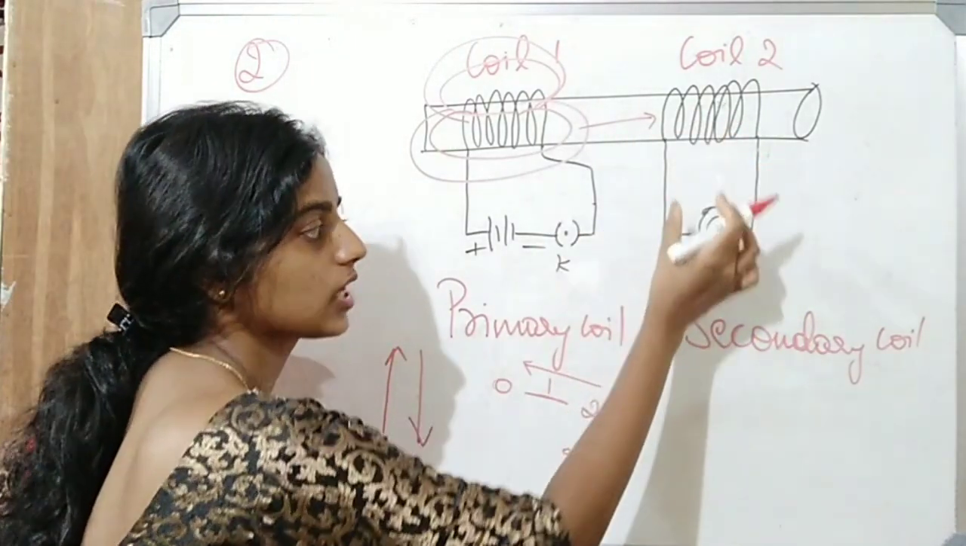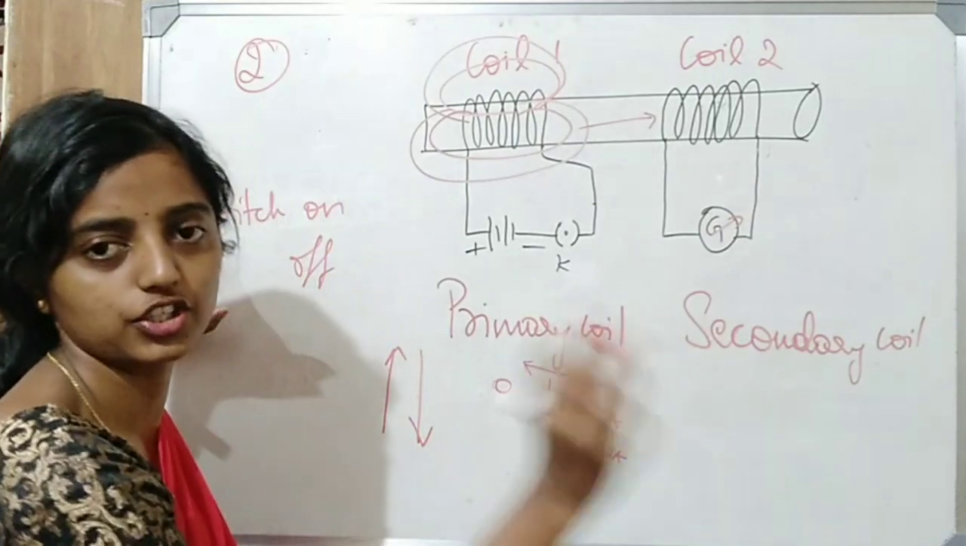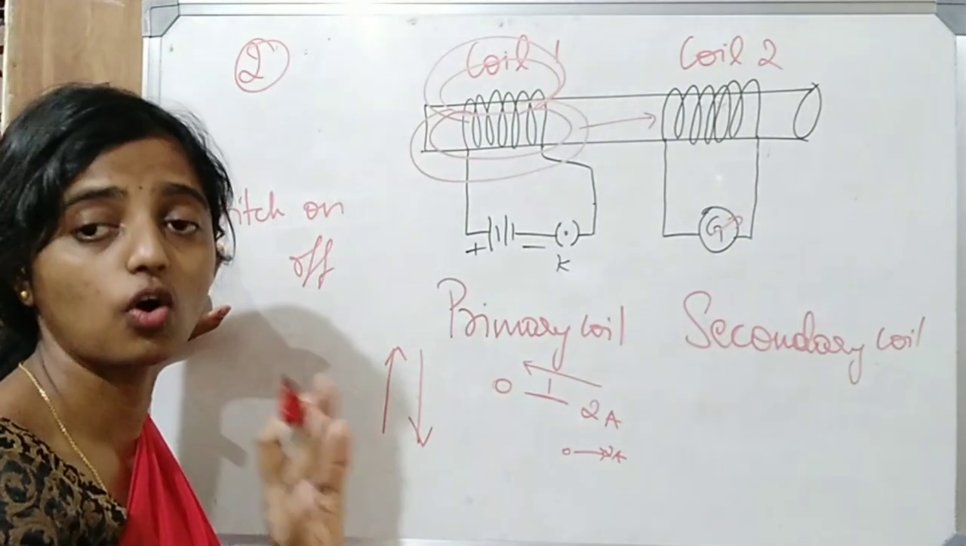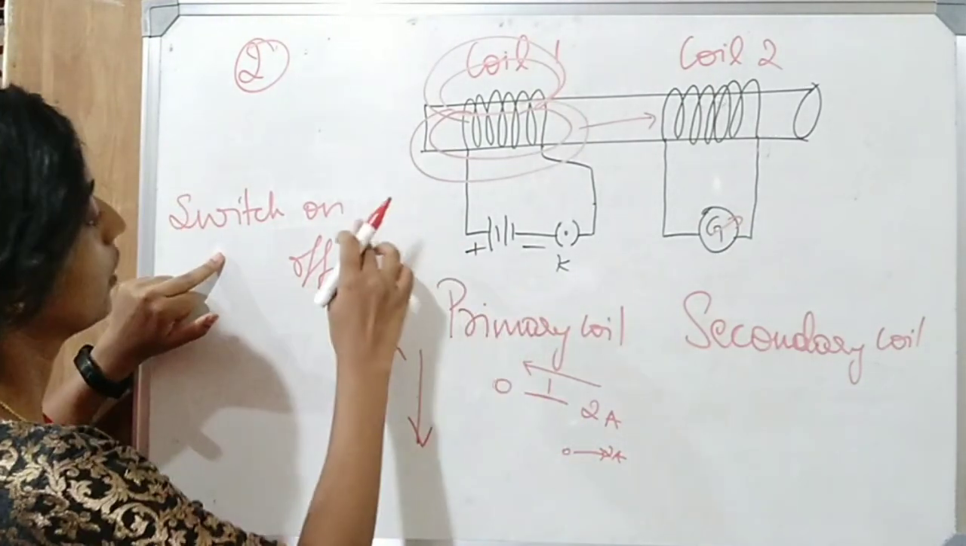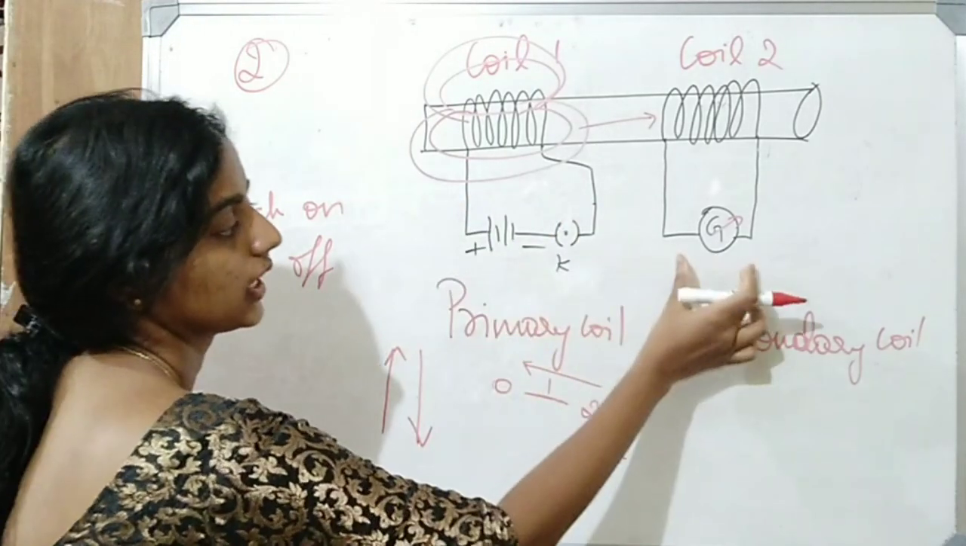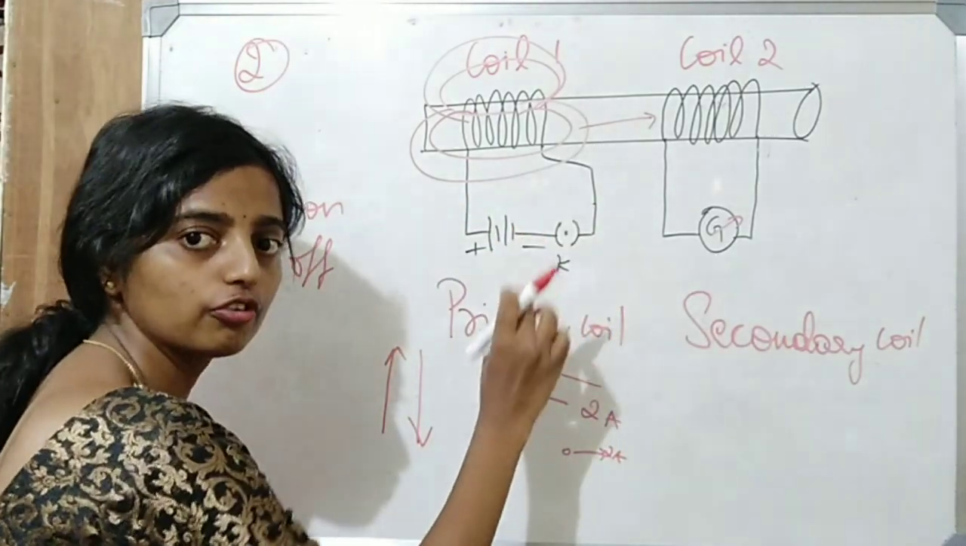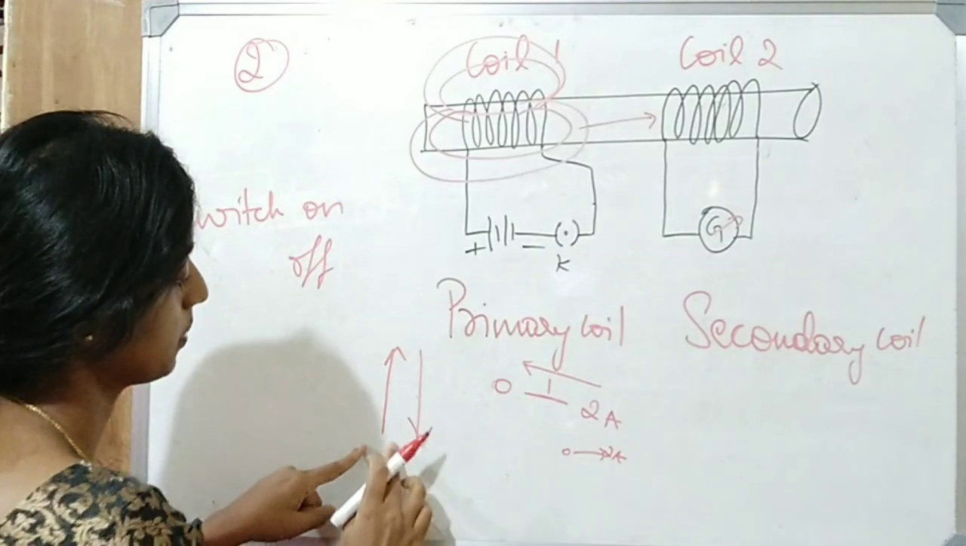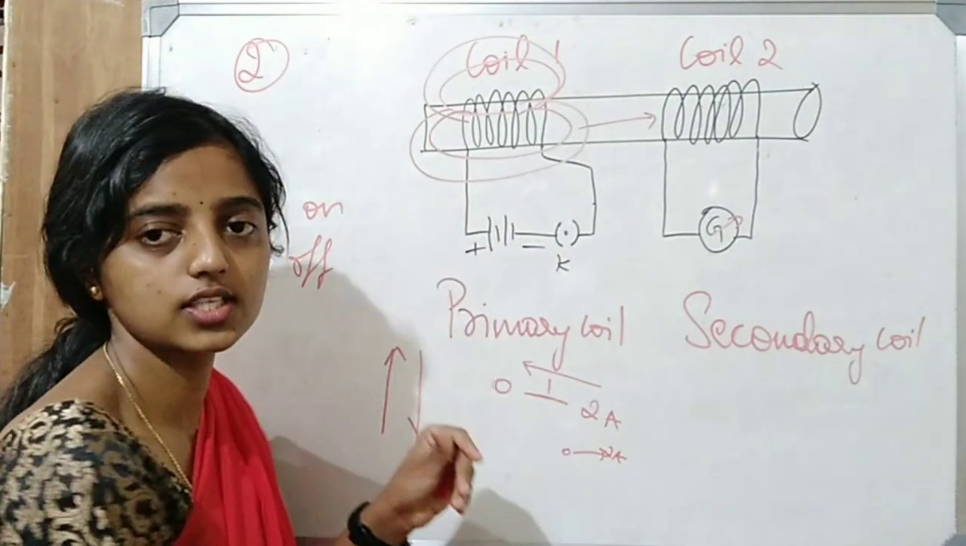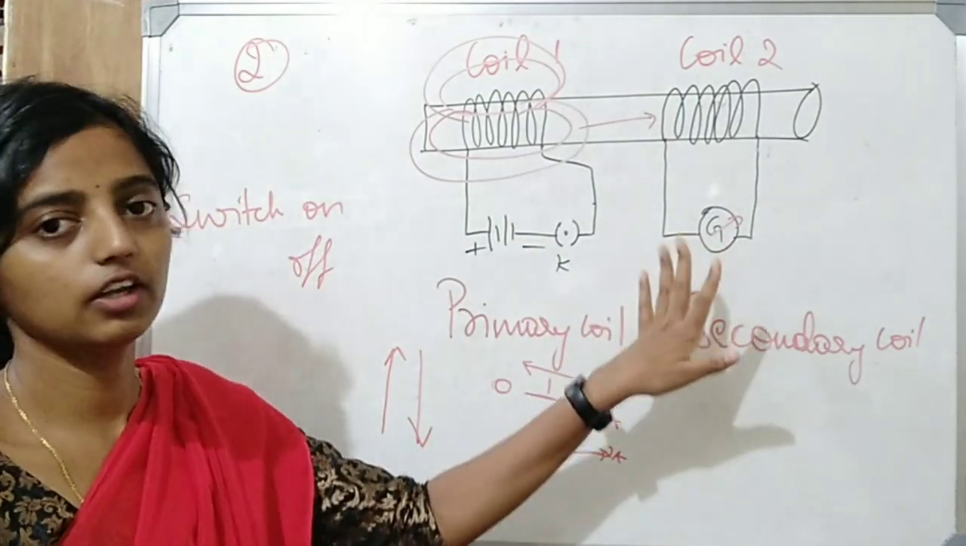When they produce induced current, our galvanometer shows the deflection. That's it. That is the concept. And we understood, when we switch on, we'll get the deflection. When we switch off, we'll get a deflection. Switch on, something like increasing and decreasing, that will happen, and we'll get a deflection.